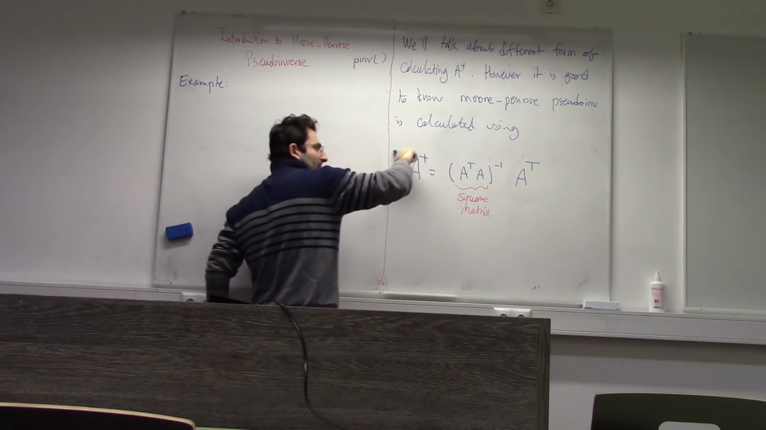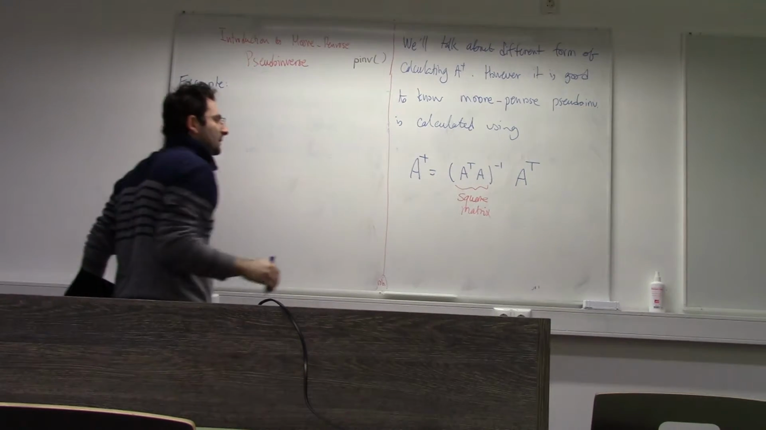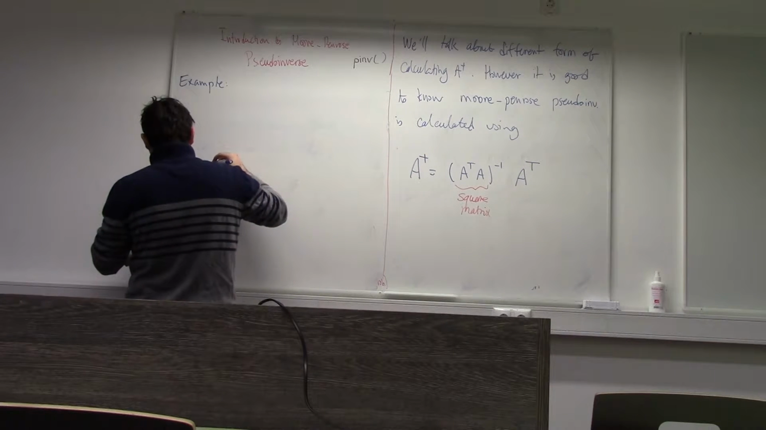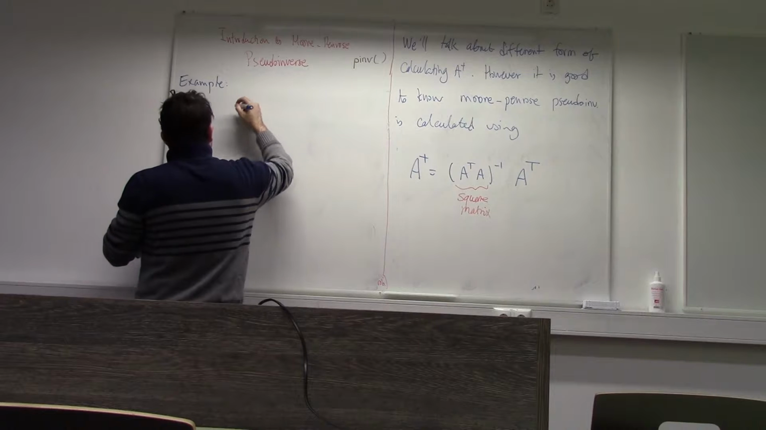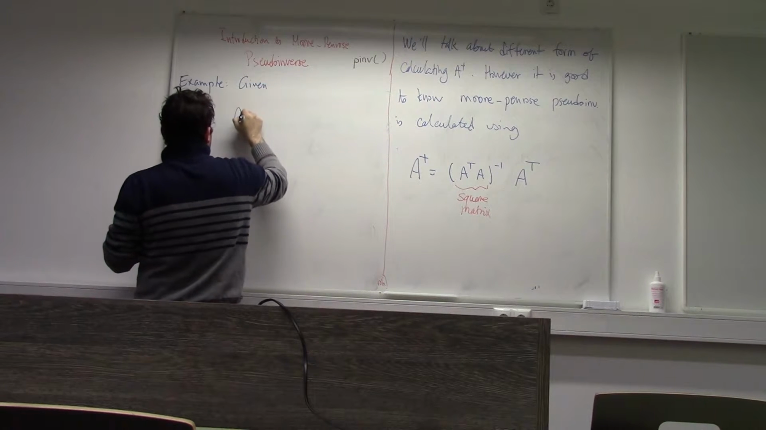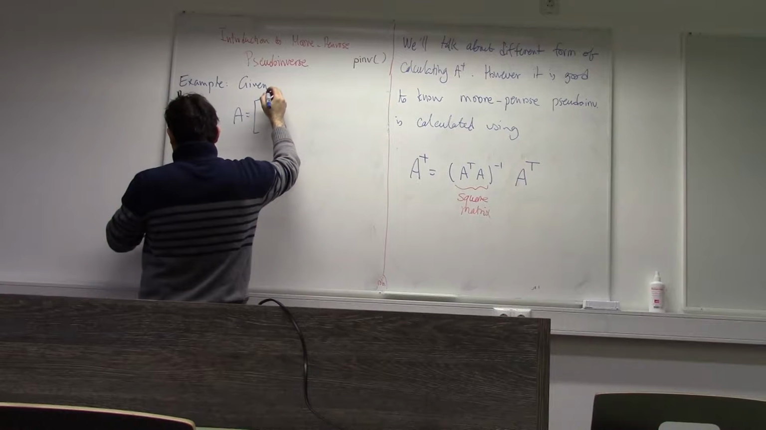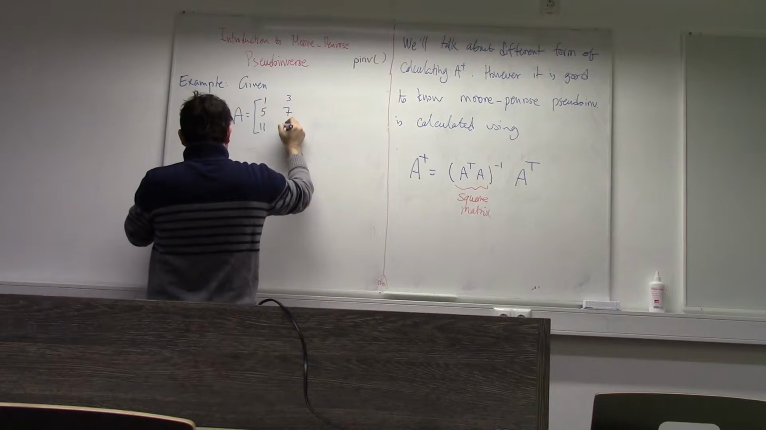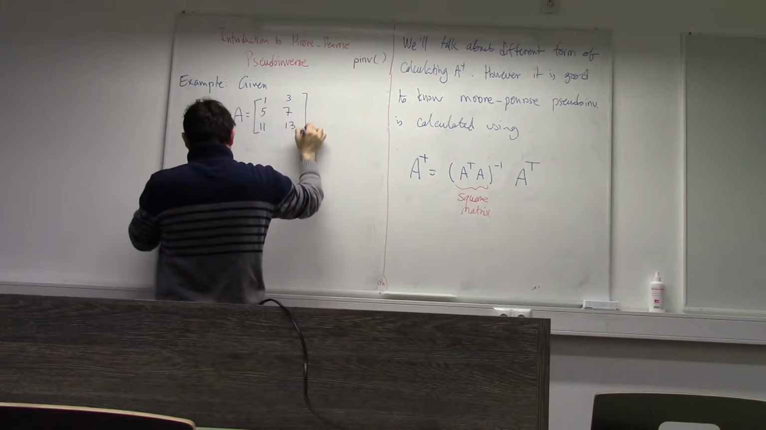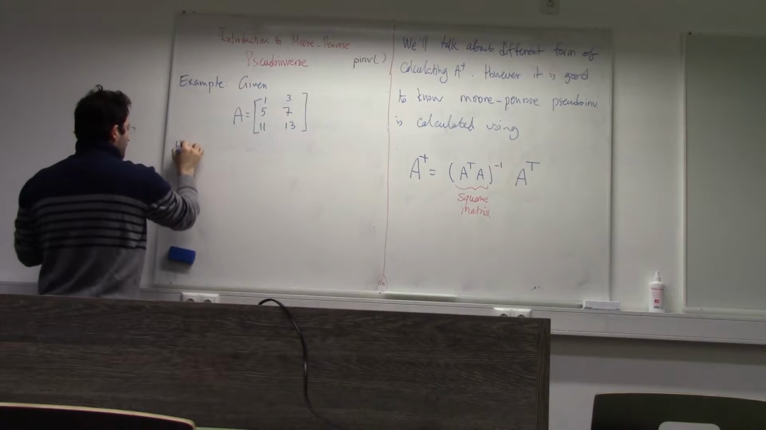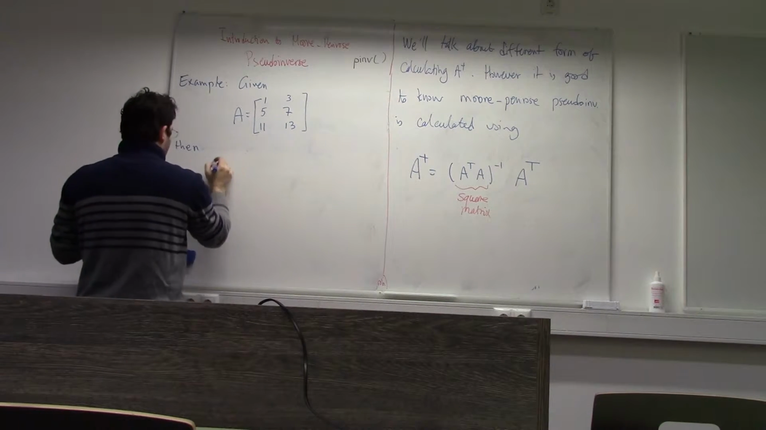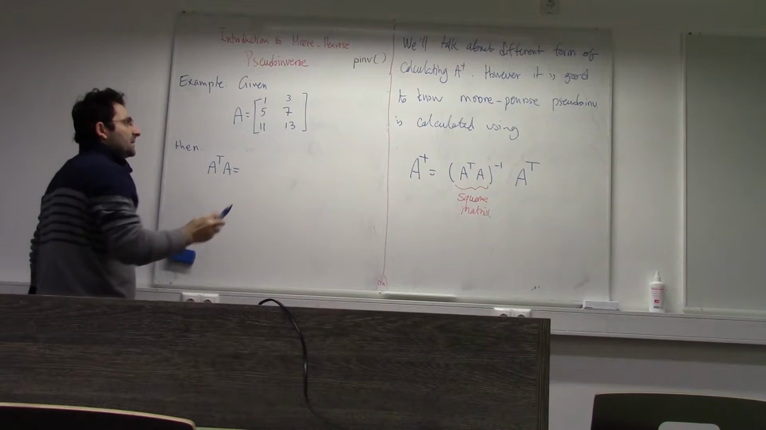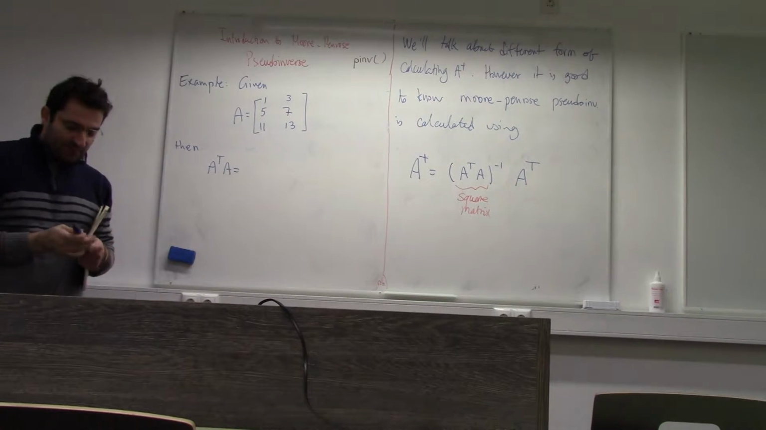And the example is that I give numbers for this formula, so to see how to calculate the A plus. Given A is this matrix 1, 5, 11, 3, 7, 13, then A transpose A means the transpose of this one multiplied by itself.